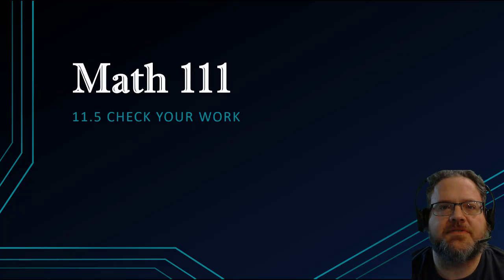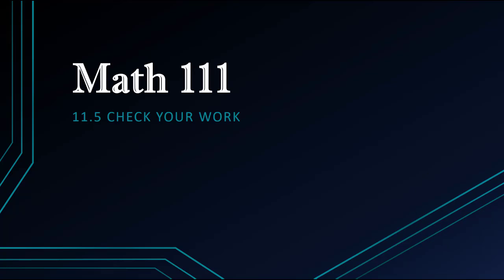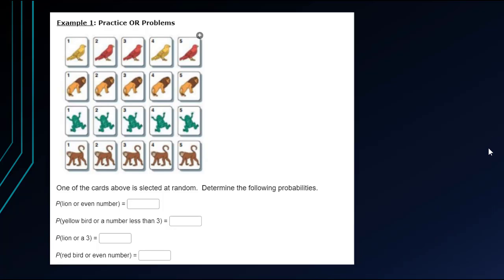In this video, I will review the problems that were presented as examples in the reading summary so that you can check your work. Example one, trying to get an idea of what the word "or" means as far as probabilities and counts and things of that nature goes. We're basically being told that one of the cards is selected at random from that stack you see above. Determine the following probabilities.